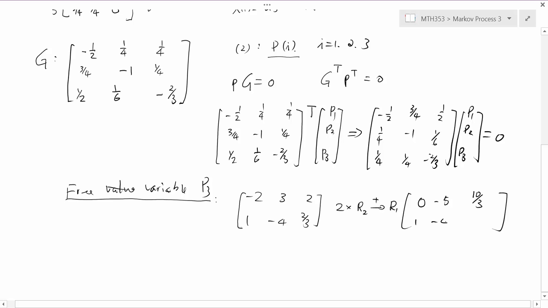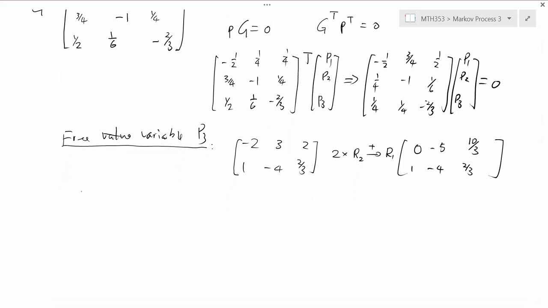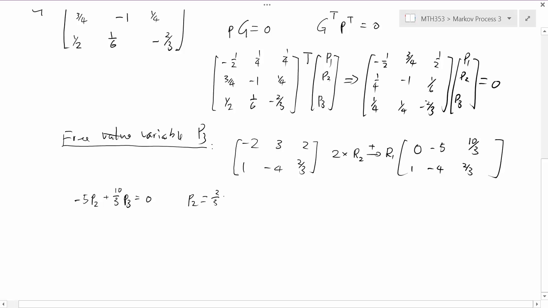And then here we have 1, negative 4, and 2/3. You may say this is not standard row reduction, but it's fine because we just want to solve for these variables. So from the first equation, we have negative 5 p2 plus 10/3 p3 is equal to 0. And that means p2 is equal to 2/3 p3. Now for convenience, since p3 is a free variable, we can choose 3. You may say this is not a probability, but don't worry, we will normalize it in the last step. So if we choose p3 to be 3, then p2 is going to be 2, right? And then the last equation we have over here is p1 is equal to 4 p2 minus 2/3 of p3. So when we plug it in, we have 8 minus 2, which is 6.